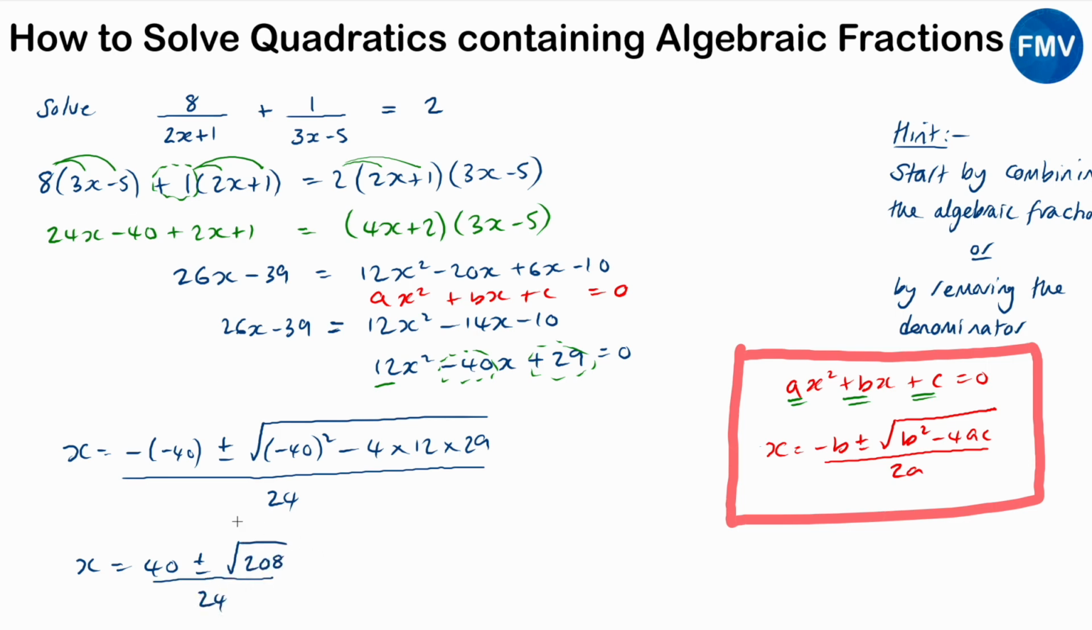Now we have two choices here. We can put that in our calculator and get a number, or we can simplify this by dividing everything by 4. Remember, in this case, you're dividing by 4 and then dividing by 4 again, because that is being square rooted. Therefore, x is equal to 10 plus or minus the square root of 13, all divided by 6. They are our solutions. There are two solutions there. It is 10 plus the square root of 13 divided by 6, and it is 10 minus the square root of 13 divided by 6.